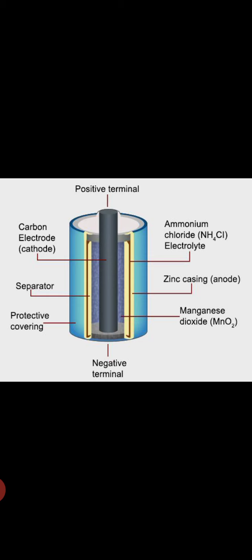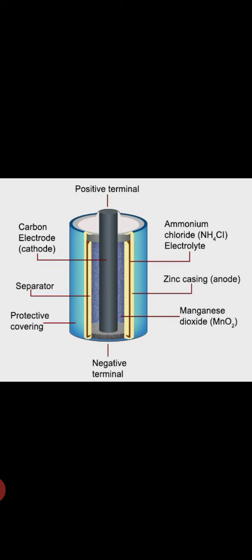Now in front of you, you can see the dry cell. I have shown you the parts of the dry cell. The positive terminal at the top is the metal cap, the brass cap. And at the bottom you have the zinc electrode, which is your negative terminal.